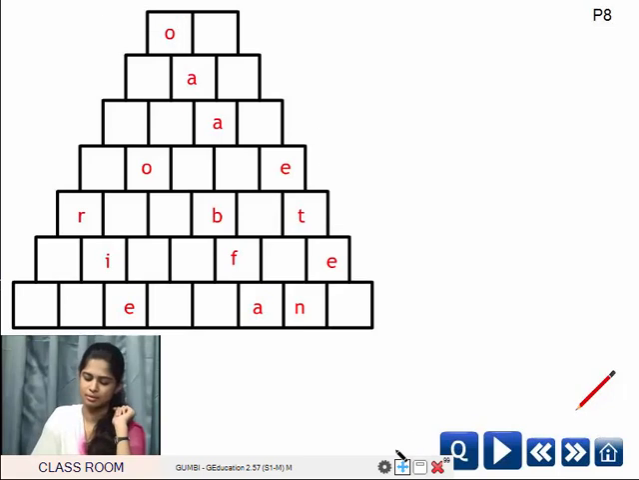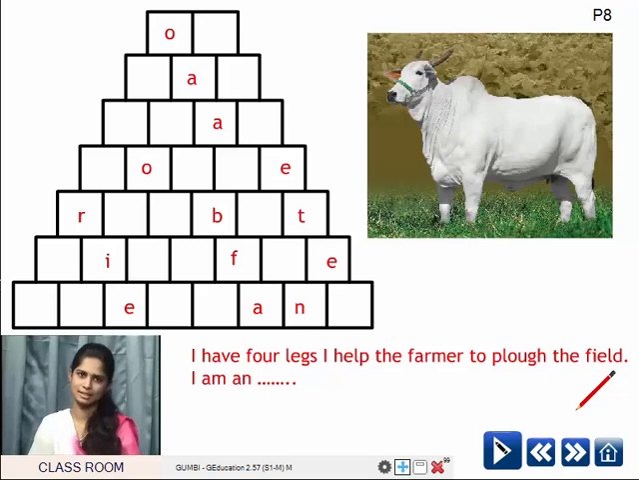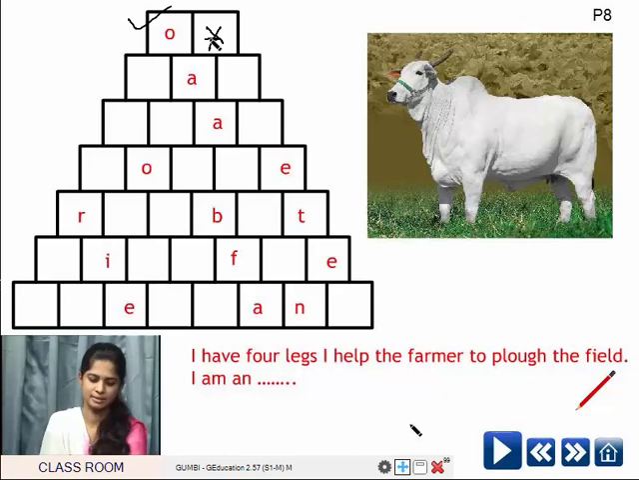First we will solve the first row. My clue is I have 4 legs. I help the farmer to plow the field. Recall students, which is the animal which helps the farmer to plow the field? Yes? Very good students. It's ox. So now in the first row, which alphabet should I write here? Yes, it is X.